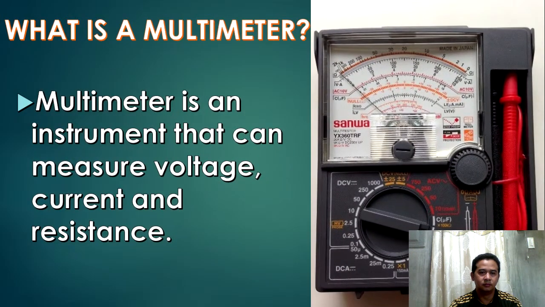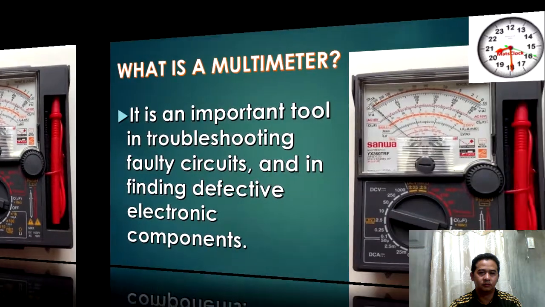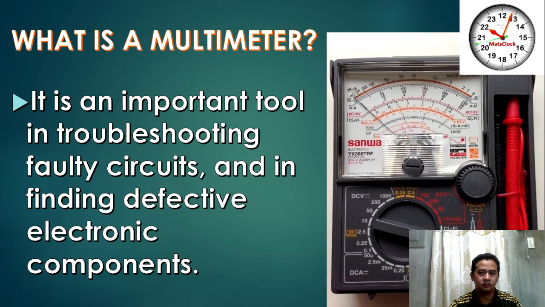What is a multimeter? Multimeter is an instrument that can measure voltage, current, and resistance. It is an important tool in troubleshooting faulty circuits, and in finding defective electronic components.